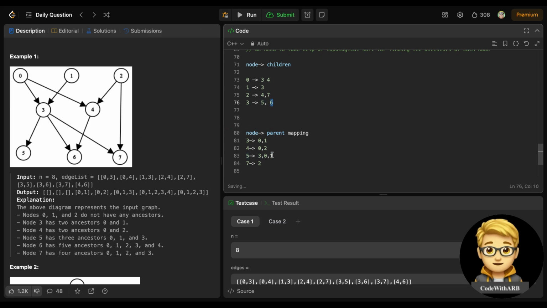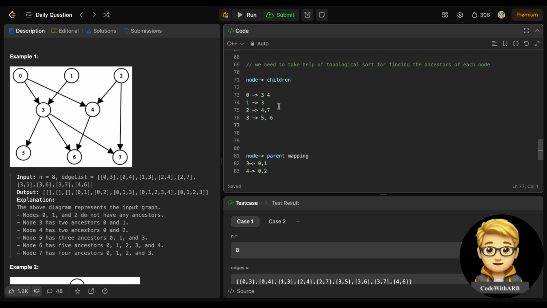So for 6, I will include 3 as my parent. Also, I will check which parents are associated with 3. So 0 and 1 are parents of 3, so I will include both also, right? Now, this 5 and 6 is over, which means 3's children are over, right?